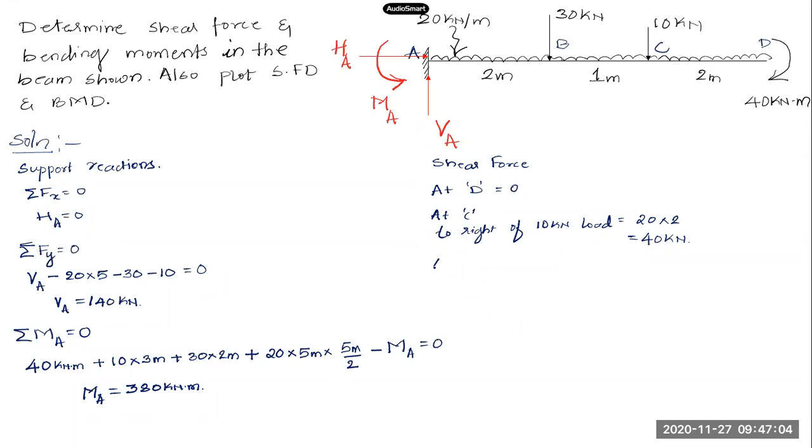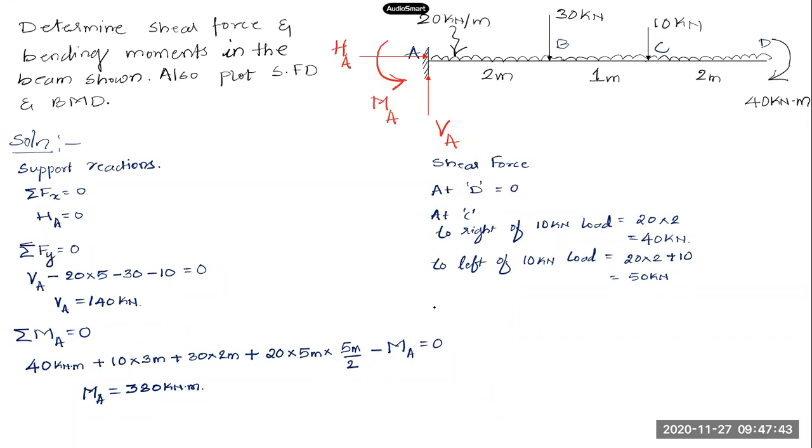And when I move to the left, I'll take one more section to the left of this point. There the shear force will be 20 into 2 meters, plus this 10 kilonewtons, which will be 40 plus 10, that is 50 kilonewton. This is the value of shear force at C when I cross this 10 kilonewton load. The sign will be positive, as per our sign convention, right side downward force will be positive.